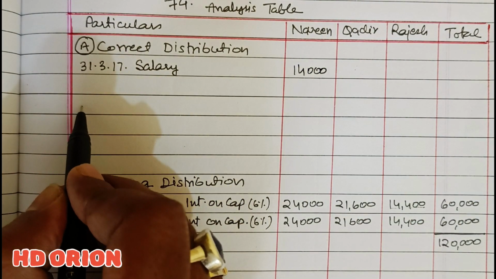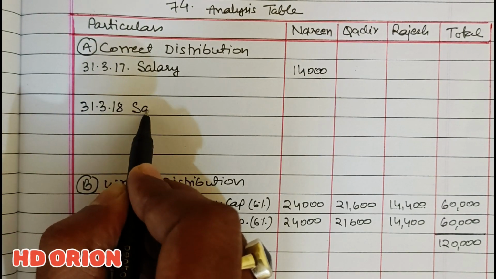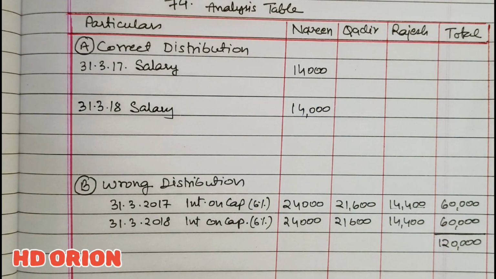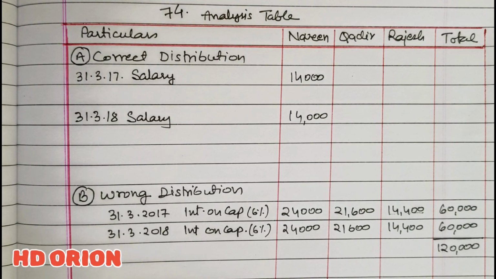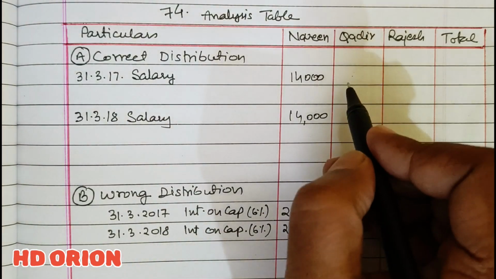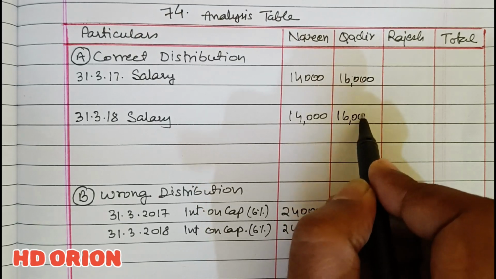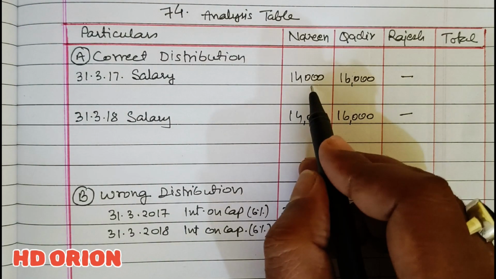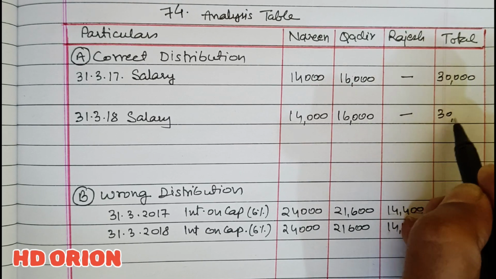Fine. And the same thing will be repeated for the next year also, for the year ending 31st March 2018: salary to Naveen, which was supposed to be given by the firm, but the firm has ignored this. And Kadir's salary is rupees 4,000 per quarter. So 4,000 into 4, that is 16,000. Quarter means 1/4. Rajesh is not receiving any salary. So when you add this, it is 30,000 rupees for the first year and for the second year also.